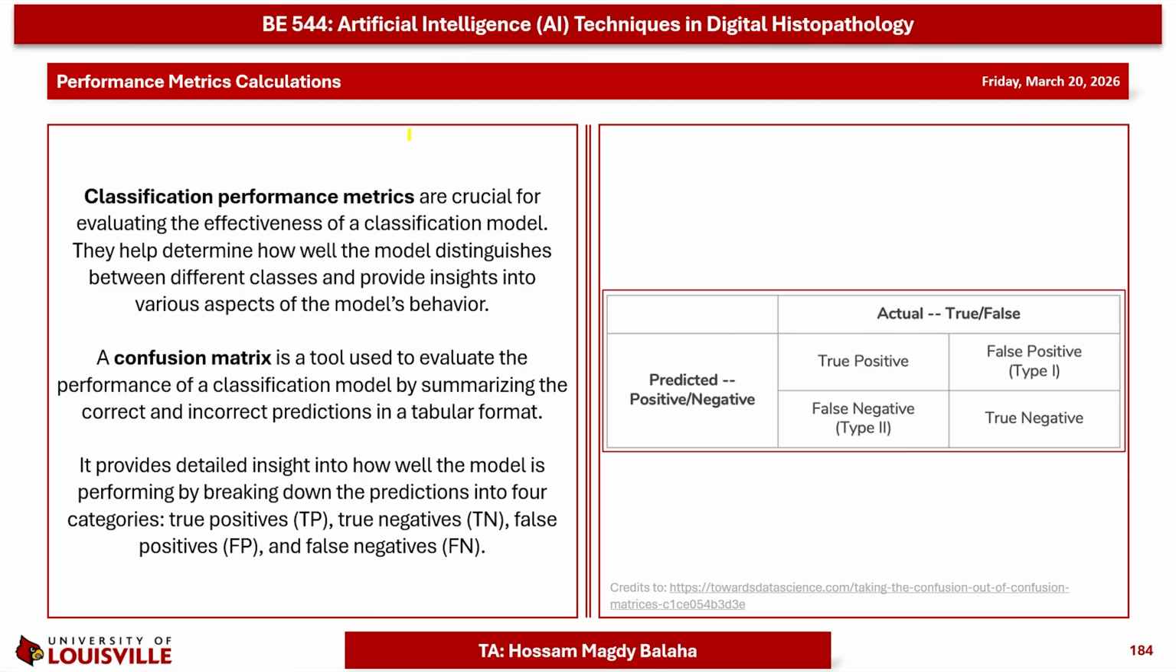Today, we will introduce how to calculate the performance metrics, aiming to judge the performance of the system. If you remember, we reported some metrics such as precision, recall, and accuracy, and today we are going to understand the meaning behind each of them and how to calculate them. So, classification performance metrics are important to evaluate the effectiveness of a classification model, as they can help determine how well the model can discriminate between the different classes or categories and also provide some insights into the model's behavior.